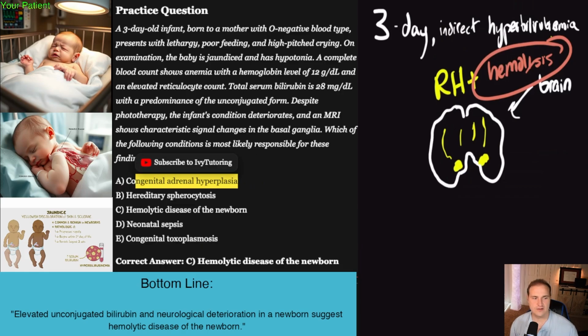All right, congenital adrenal hyperplasia, and that's going to be the salt wasting, hypotension, and also here you'd see ambiguous genitalia, which we don't see here.